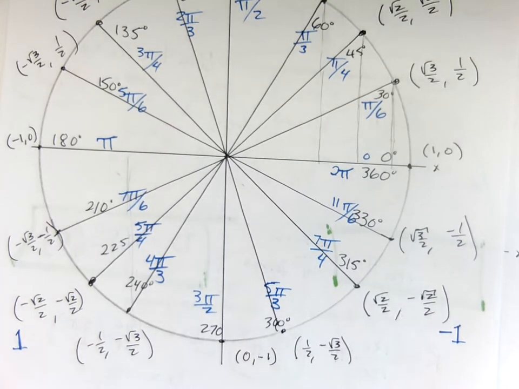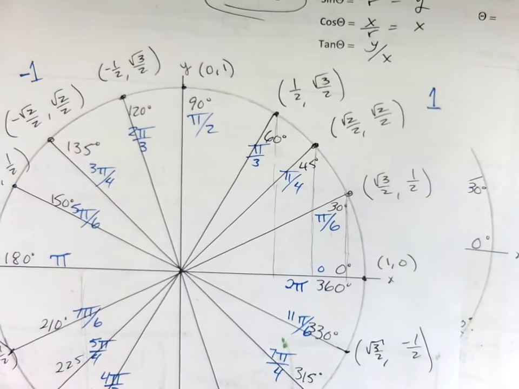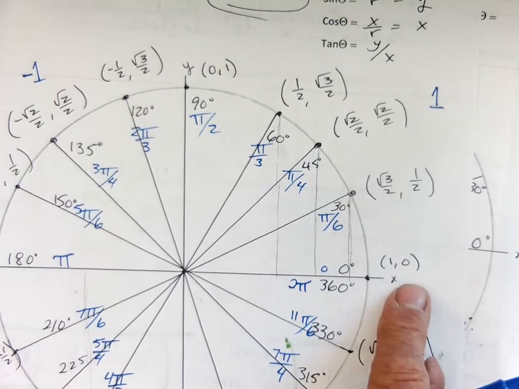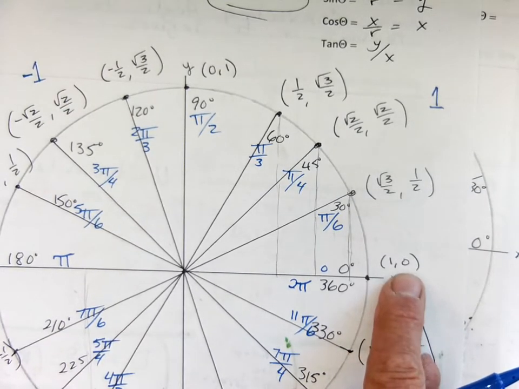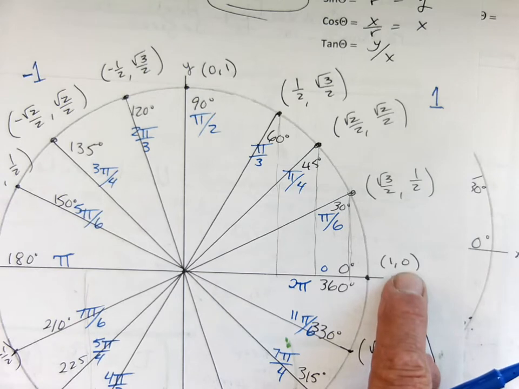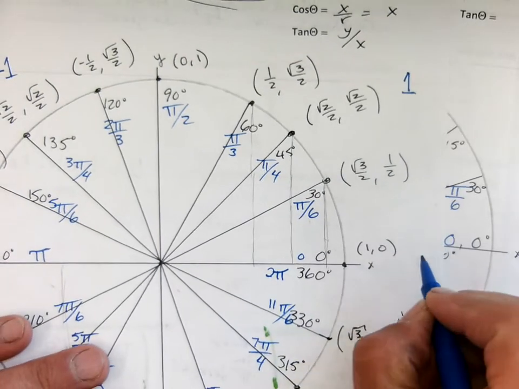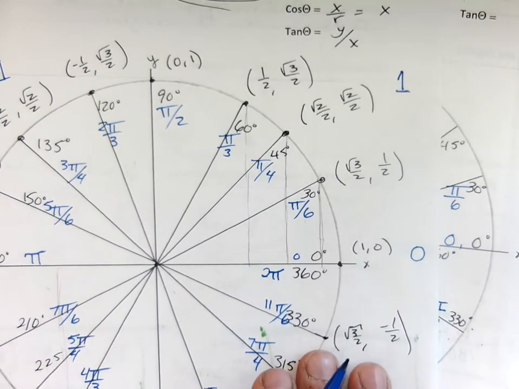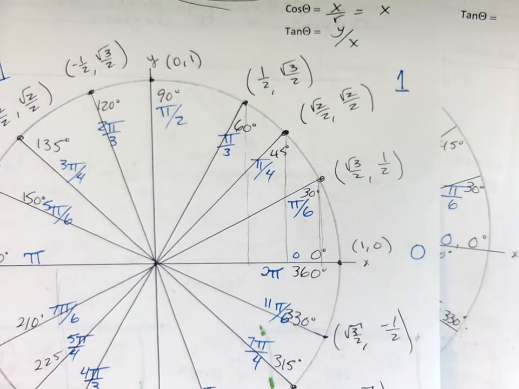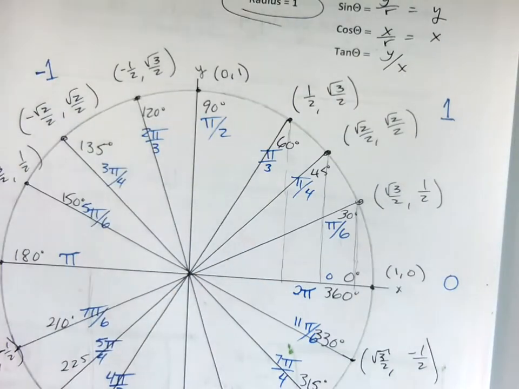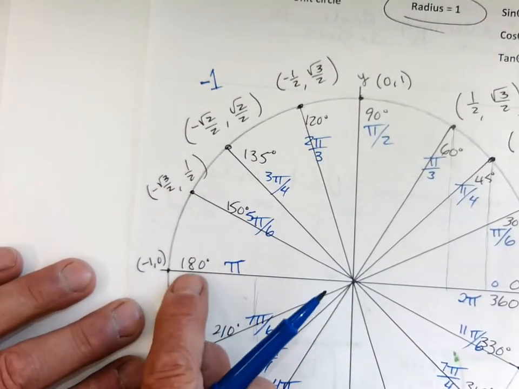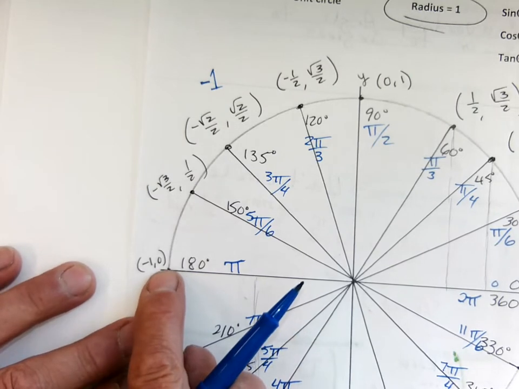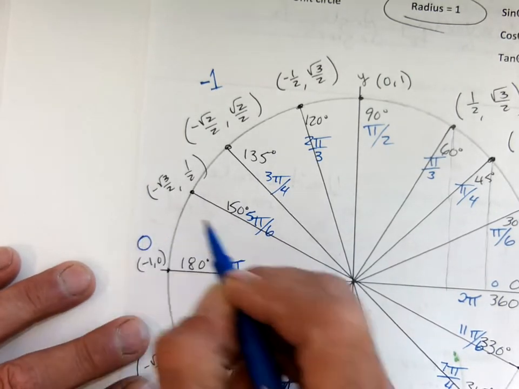Okay, let's keep doing the easy stuff, okay? Tangent of 0, or 360, is the y over the x. 0 over 1 is 0. That's the tangent value. Tangent of 180 degrees is 0 over negative 1, which is also 0. That's my tangent value, okay?